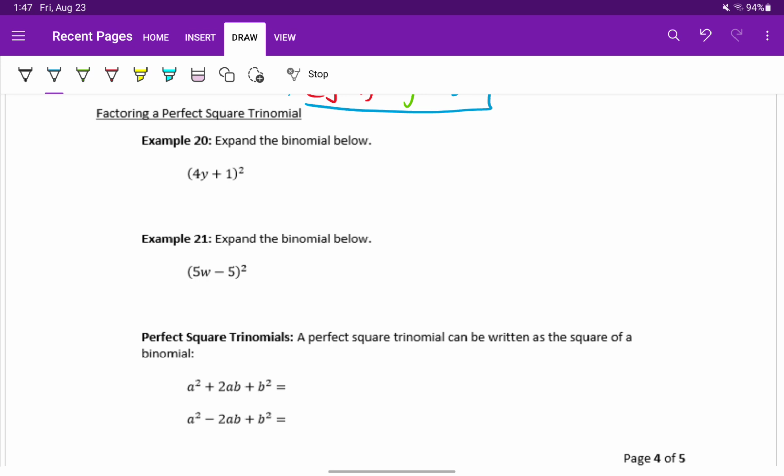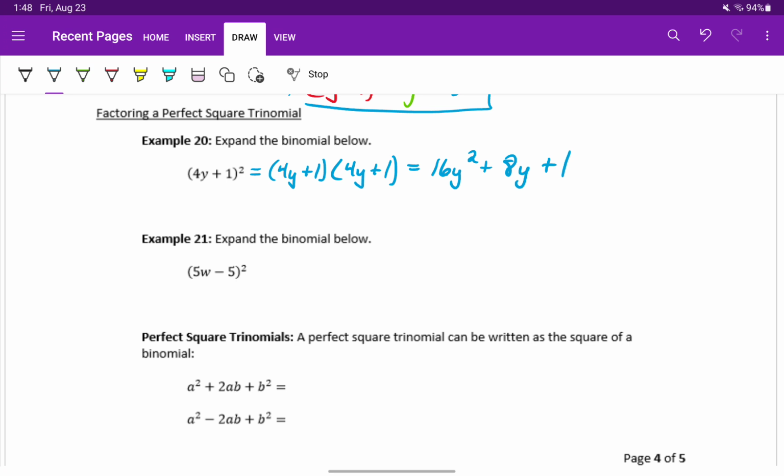In example 20, we have 4y plus 1 squared, and what we want to do is expand that binomial. Keep in mind that since we have that quantity squared, this means 4y plus 1 times 4y plus 1. And from there, we'll FOIL to expand this to 16y squared plus 8y plus 1.